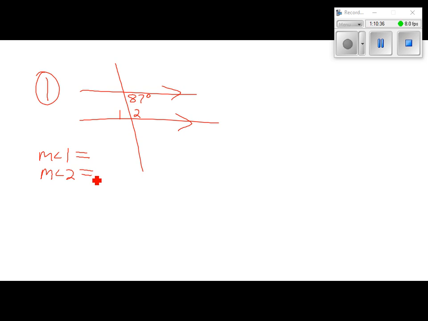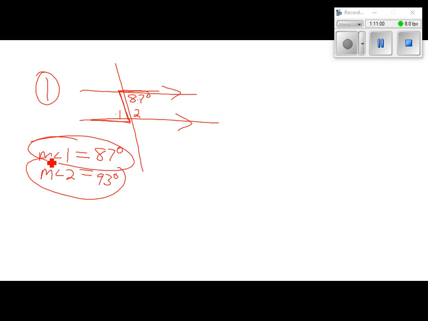What's the measure of angle 1? What do you know about the 87 and angle 1? Alternate interior angles, so they have to be congruent. So what's angle 1? 87. It's one of our answers. What do you know about the 87 degree angle and angle 2? They're roommates. They add up to 180. 93.